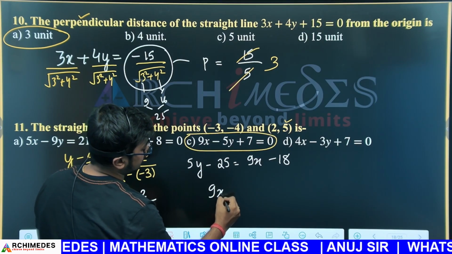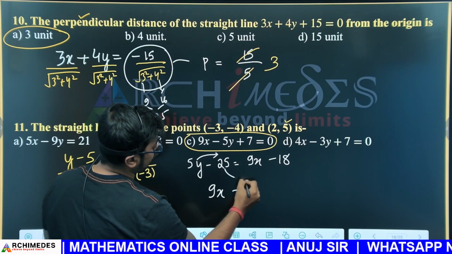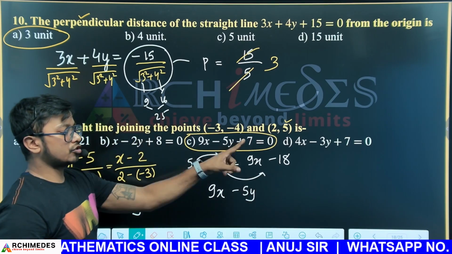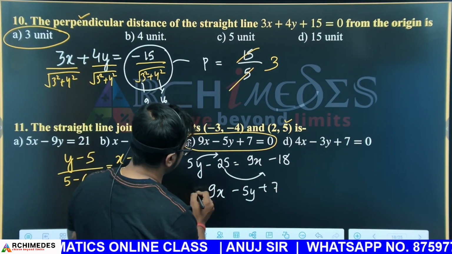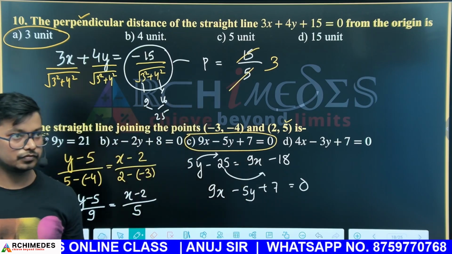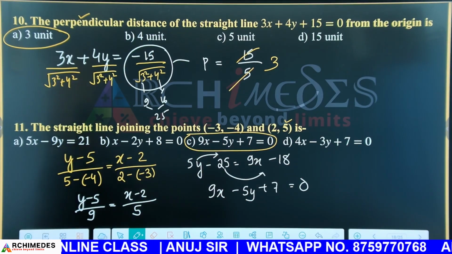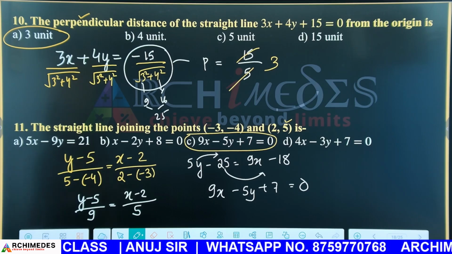But still, if you want to solve, keep y on that side. So 9x minus 5y on that side. If we put 25 on that side, it becomes plus 25. So plus 25 minus 18 will be plus 7. Okay, so whether you write this side as 0 or that side, it remains the same only. So that means the MCQ question is over. That means we have applied each and every concept over here.